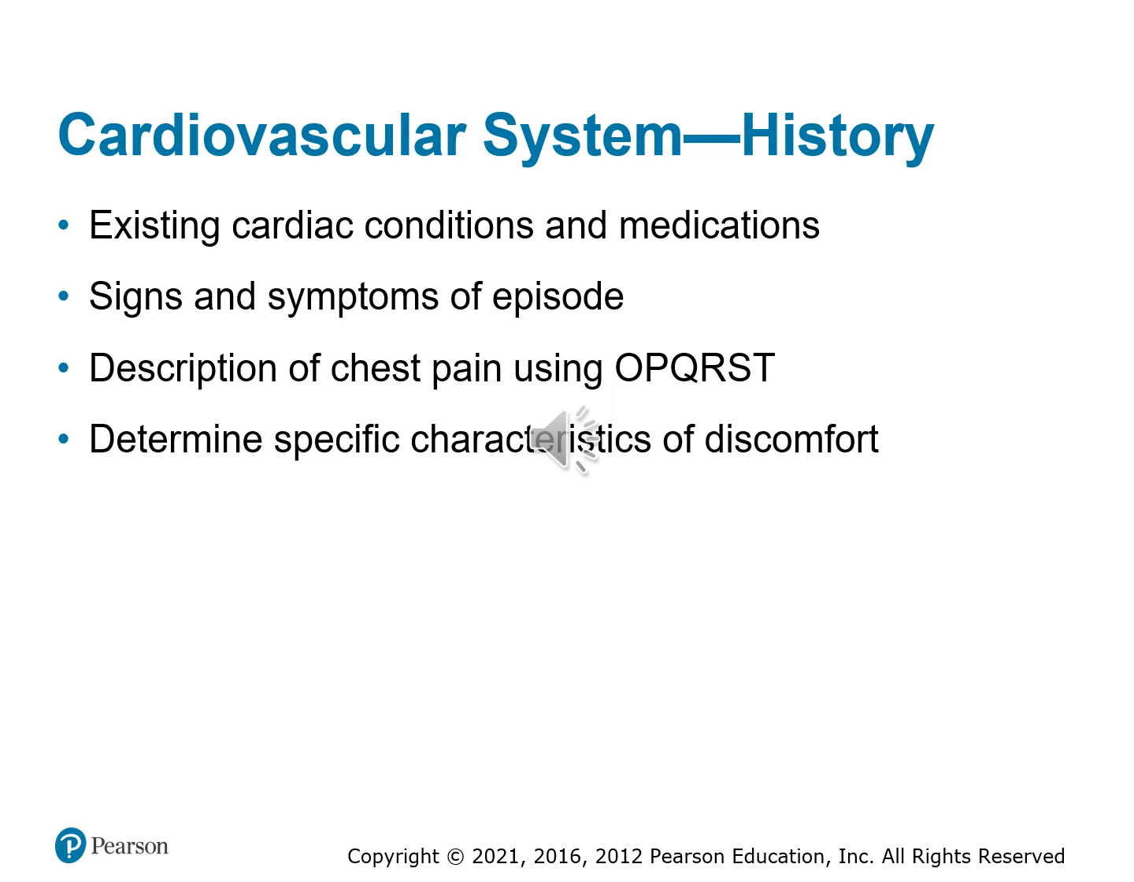As we get their cardiac history, we want to know cardiac conditions that they have been diagnosed with in the past. We want to know any medications they take for those conditions. What signs and symptoms are they having now? And then use our OPQRST to describe pain. So if we're having chest pain, how do they describe it? Determine specific characteristics of that discomfort. Does this feel like anything you've ever experienced before? If so, what was going on during that time?